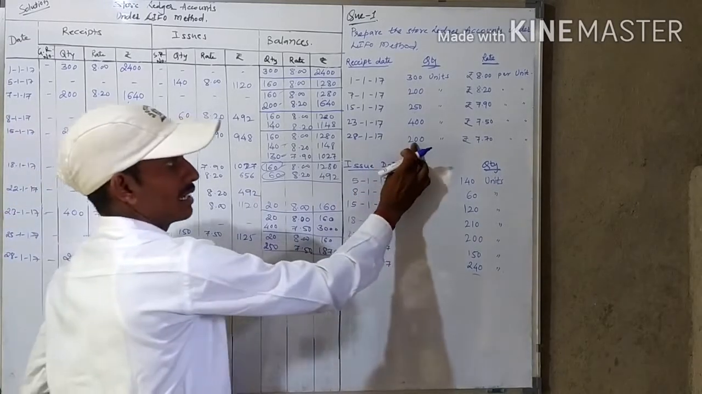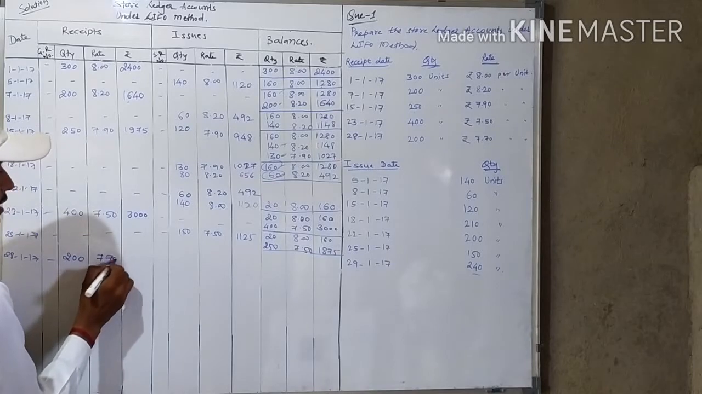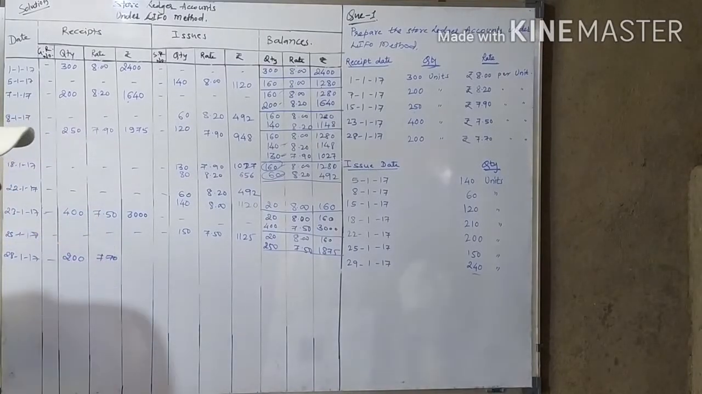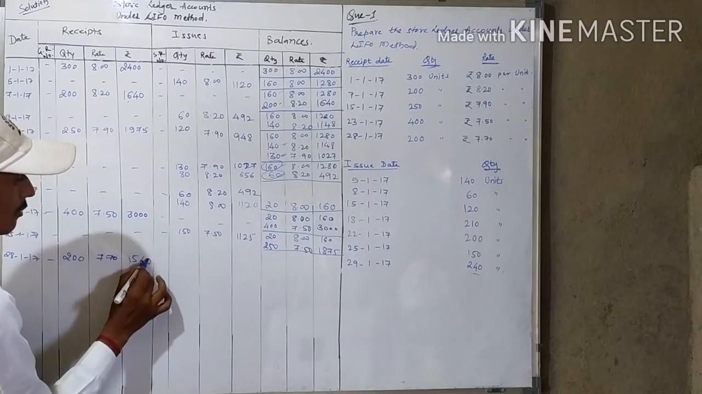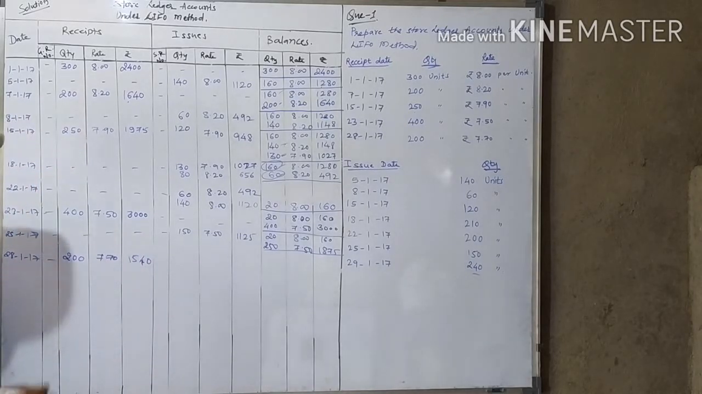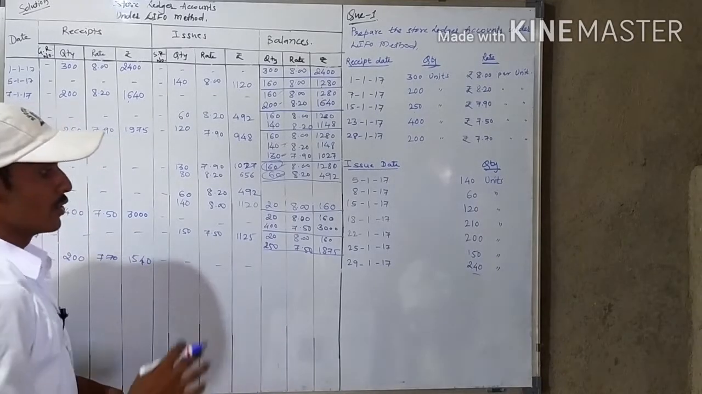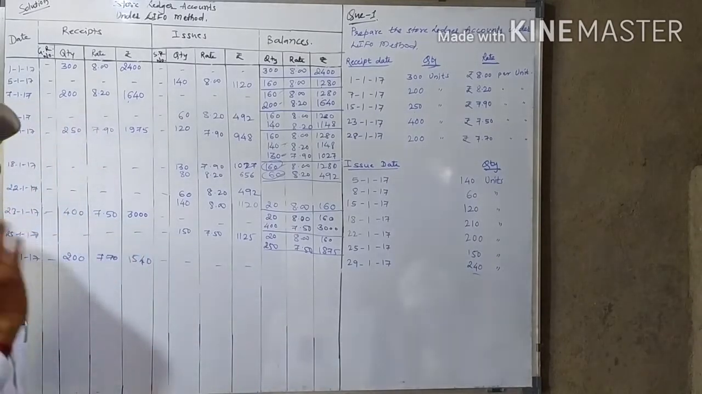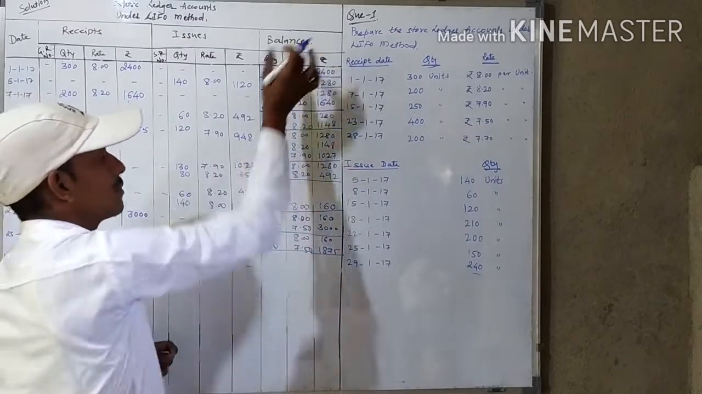200 quantities are received. What is the rate per unit? 7.70. So calculate. After calculating, you will get the value as 1540. No issue has taken place for this date. So what is the value of closing stock which is available in the godown? We have to show here as balances.